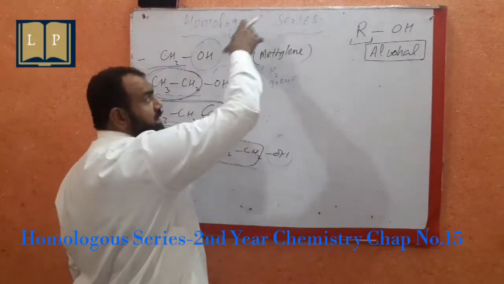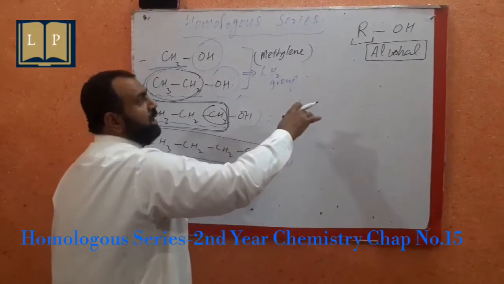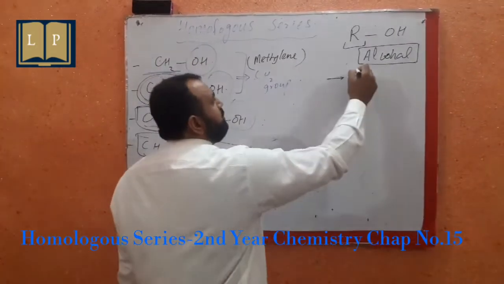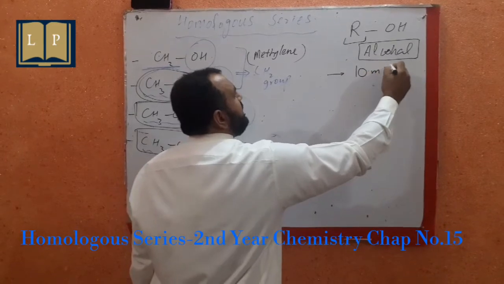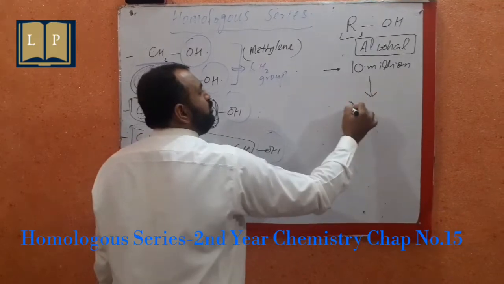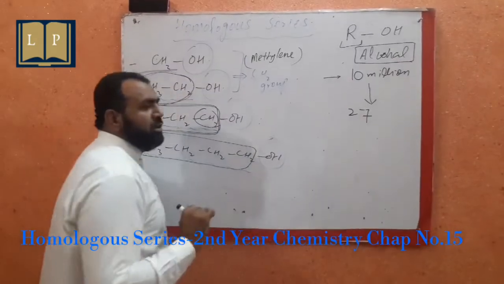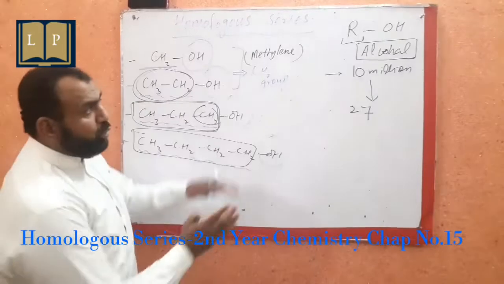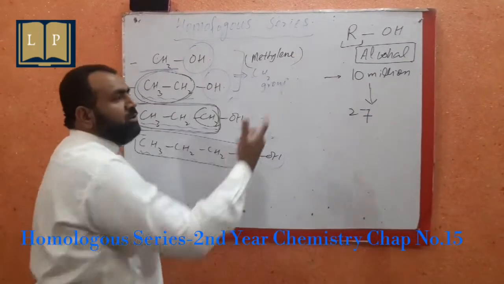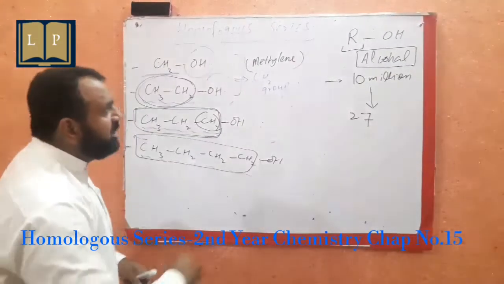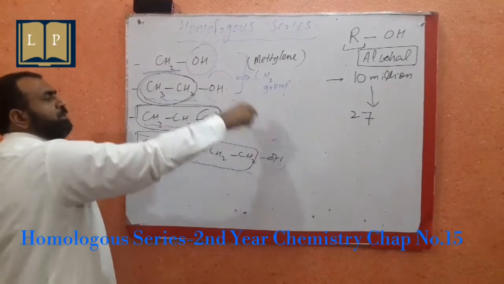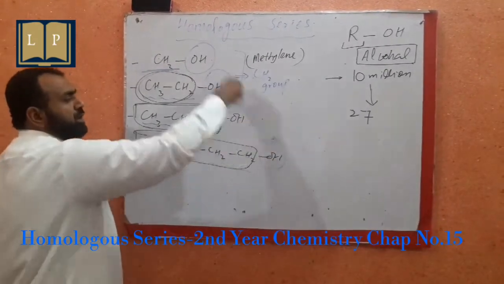Now, this homologous series establishment has made the study of organic compounds so much easier that we have limited the study of over 10 million organic compounds into almost 27 different homologous series. So the study of organic compounds has shrunk from 10 million to just 27 families, because in the previous lecture we have seen that the functional group is basically the base of chemical reactivity.